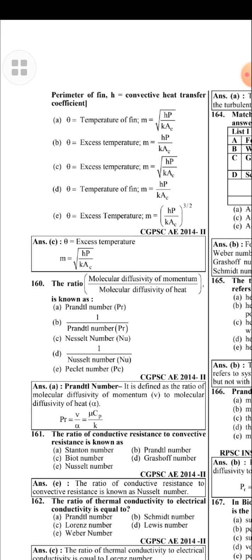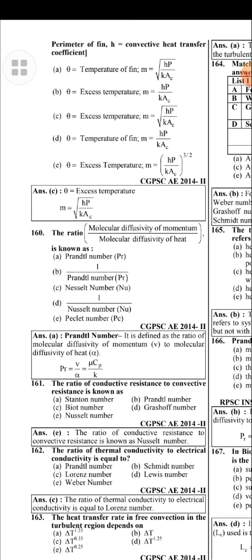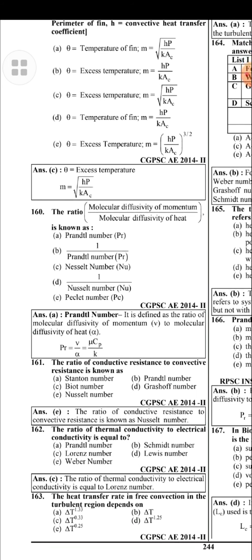The ratio of conduction resistance to convective resistance is known as Nusselt number. The ratio of thermal conductivity to electrical conductivity is called Lorenz number.